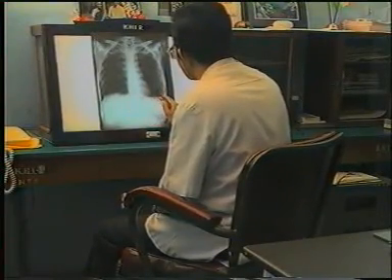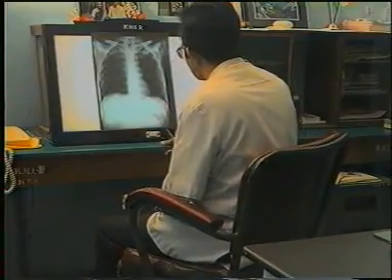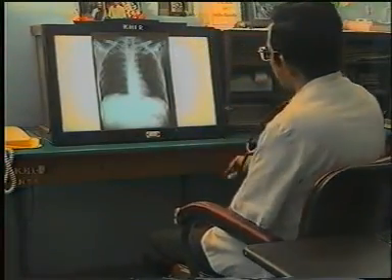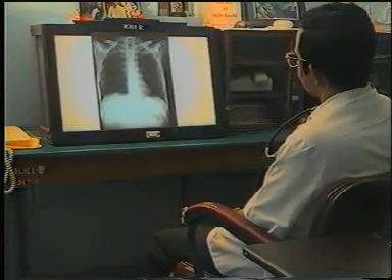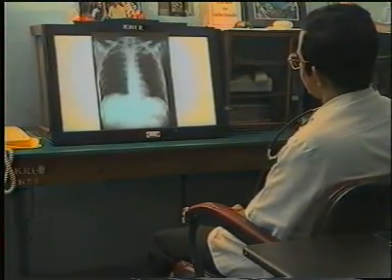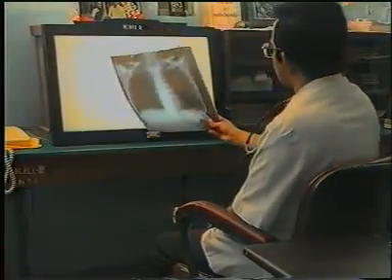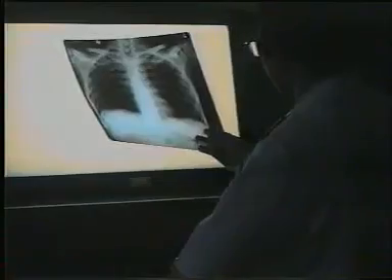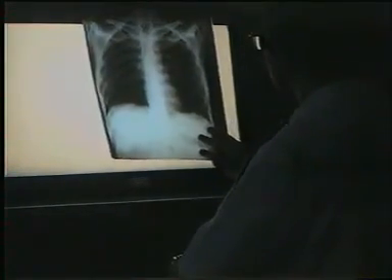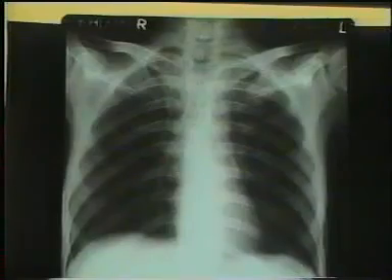After studying all these minute details, it is very important to stand at a distance and look at the film as a whole, because many times a close and minute inspection may miss a gross change. And then hold the film at an angle and view it slightly tangentially. Minor changes in radiolucency of the lungs are better appreciated this way. This completes the study of an X-ray of the chest.